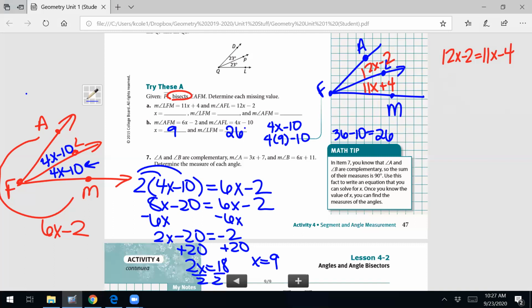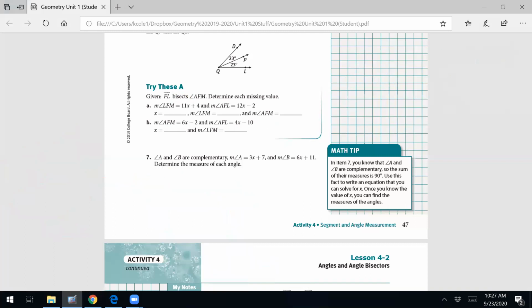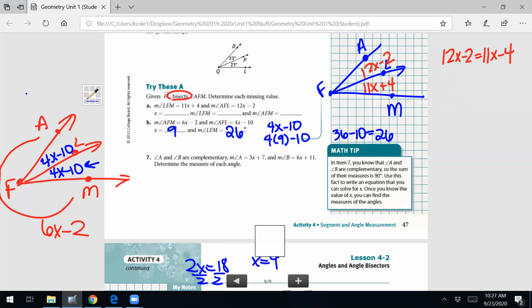So 26 degrees. Okay, if y'all need to go to one of your other classes, you can go, but this is my planning period, so I'm just going to keep teaching this so I can post this video, okay?